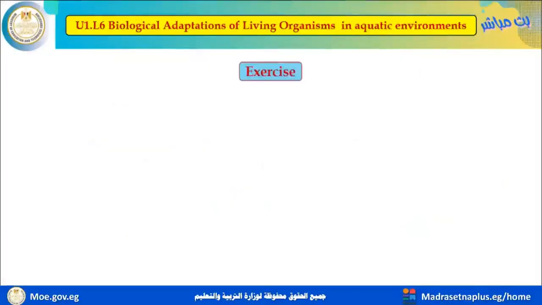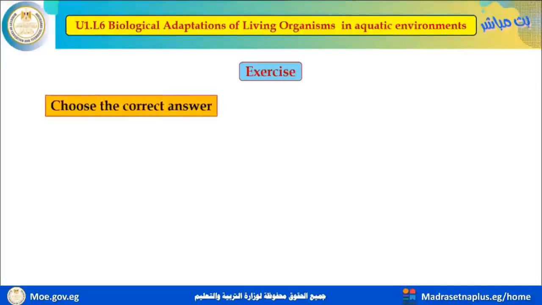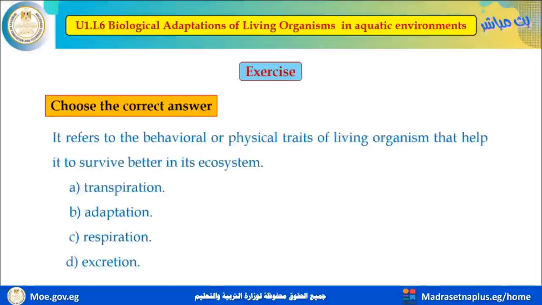And now, my dear students, let's go for check your understanding. Okay? Let's start with the first question. It refers to the behavioral or physical traits of living organisms that help it to survive better in its ecosystem. Transpiration, adaptation, respiration, excretion. Try to think.